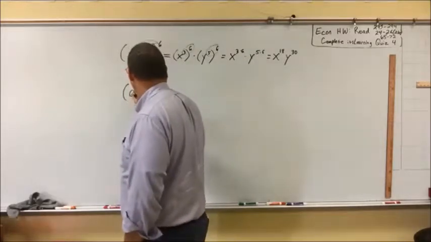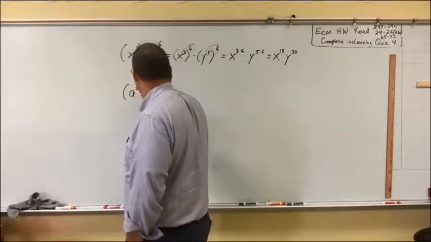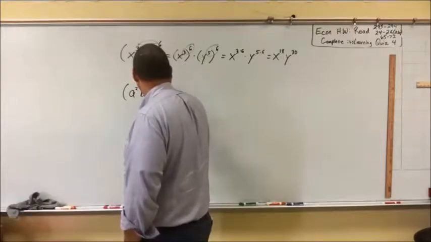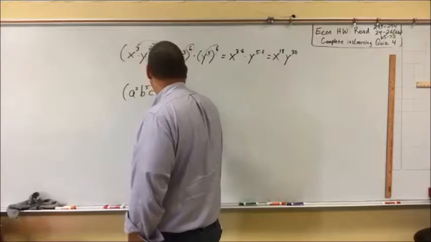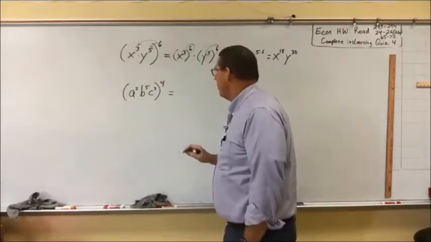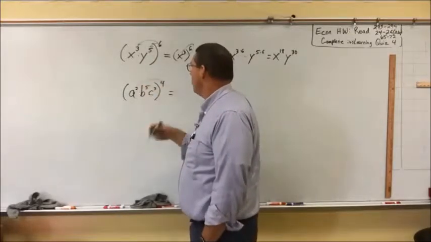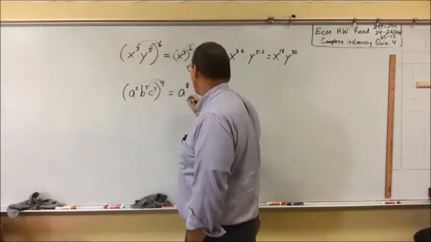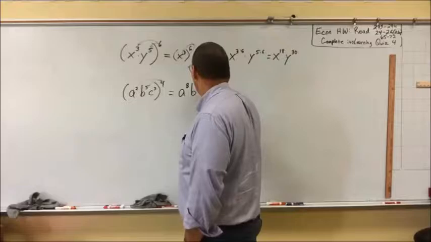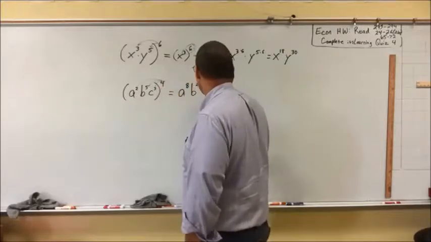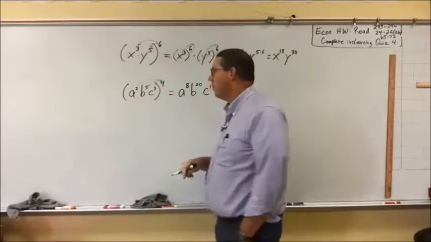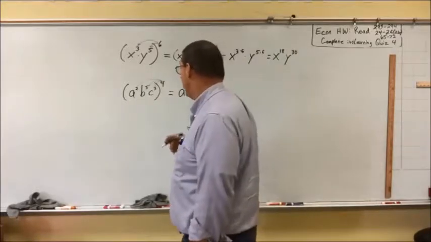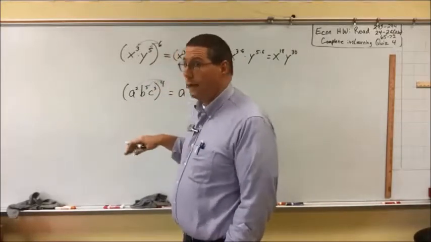Let's try another one like this. Let's say that I have a squared times b to the 5th times c to the 3rd, all to the 4th power. And what I would do is, I would do 4 times 2 is 8, so that's a to the 8th power. 4 times 5 is 20, that's b to the 20th power. 4 times 3 is 12, that's c to the 12th power. And I'm done.